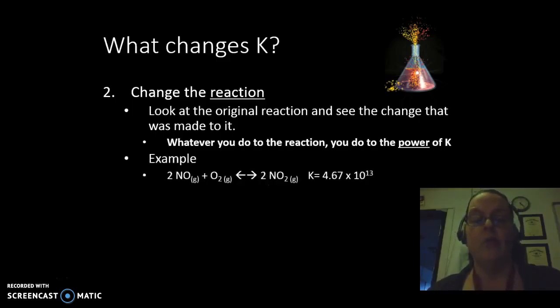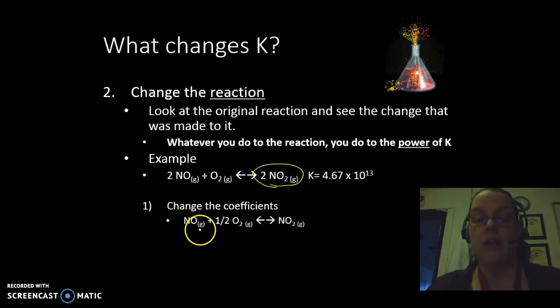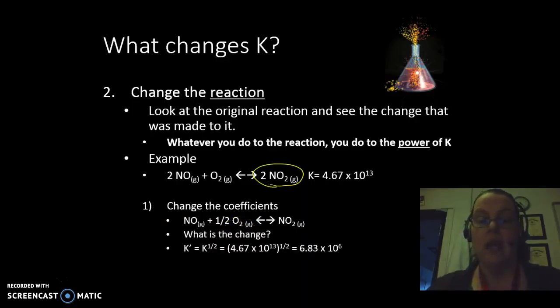So for example, we have 2NO plus O2 gas in equilibrium with 2NO2, and we see that K is 4.6 times 10 to the 13th, meaning that the products are favored here. The products are favored because we have a K greater than 1. So what happens if we change the coefficients? What happens when we take NO gas and halve everything? Well, that means we halve the exponent on K. K prime, or the new K, is K to the 1/2. So 4.67 times 10 to the 13th to the half power gives me 6.83 times 10 to the 6th. So everything would be halved.